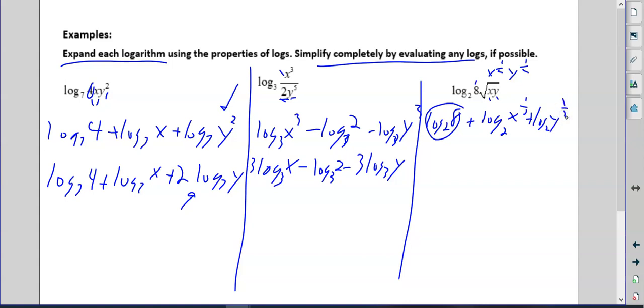Now, this is special, the first one, because log 2 to what power is 8? 3. So this simplifies to just 3. 2 to the 3rd power is 8, so we just write 3. And on this one, we're going to move the 1/2 in front. And again, we're going to move the 1/2 in front. Log 2 of y.